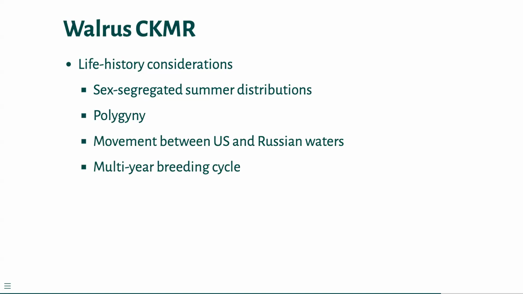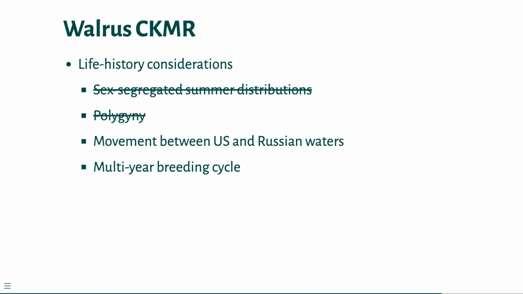Finally, they have an interesting multi-year breeding cycle. They're pregnant for 15 months. So what that means is that an individual cannot give birth in back-to-back years. Half siblings, or in a rare case a full sibling, must be at least 2 years apart, but are more likely to be 3, 4, or more years apart.